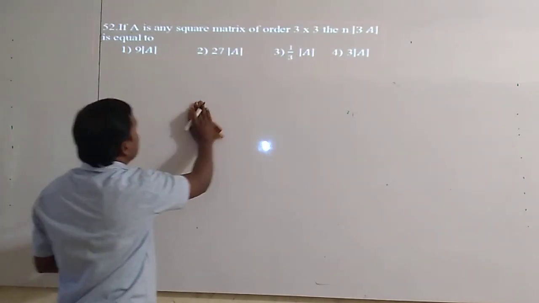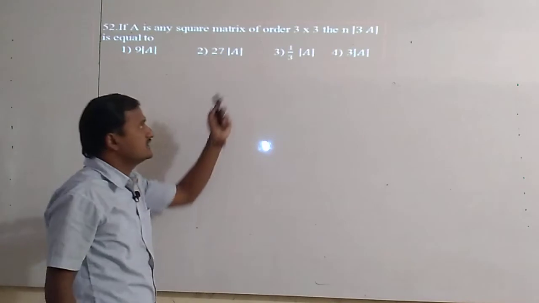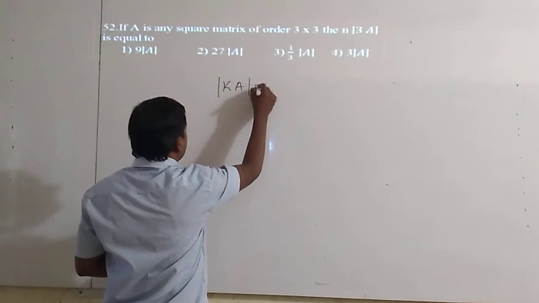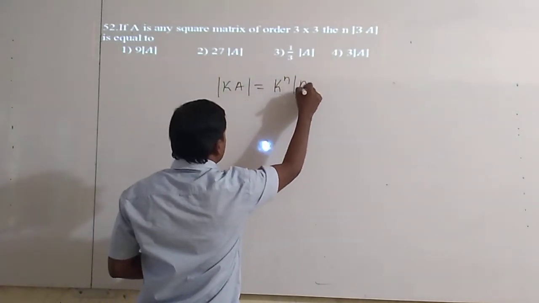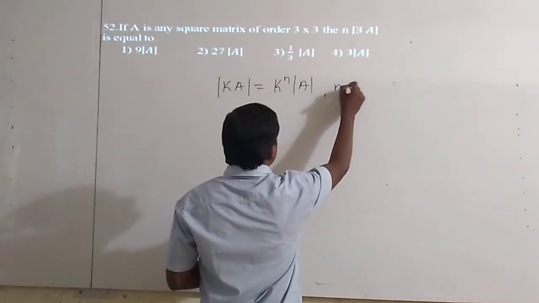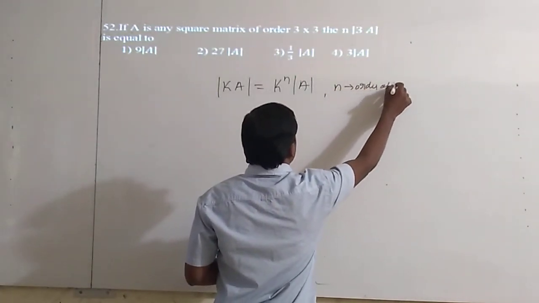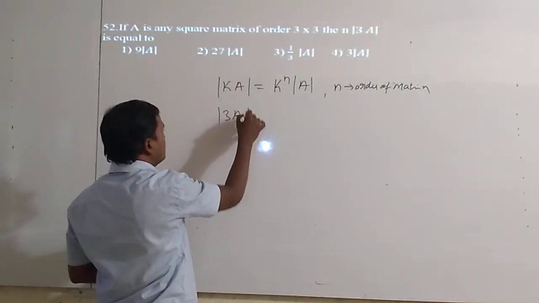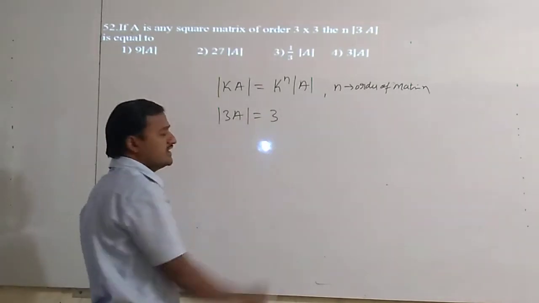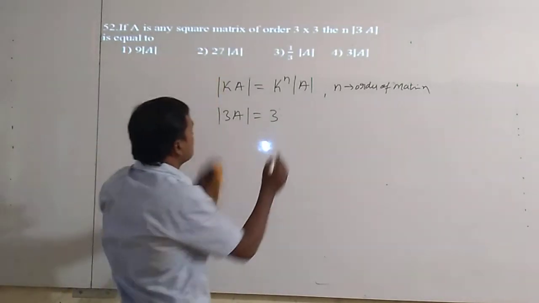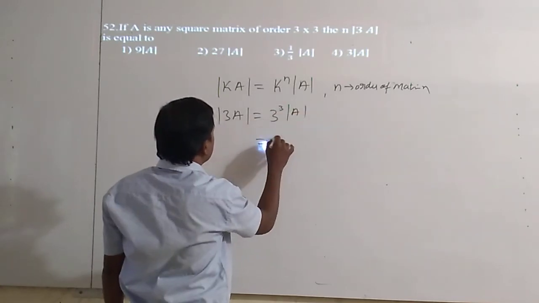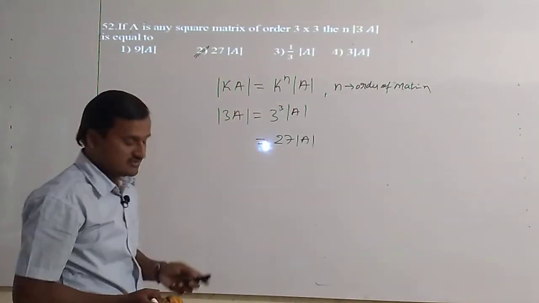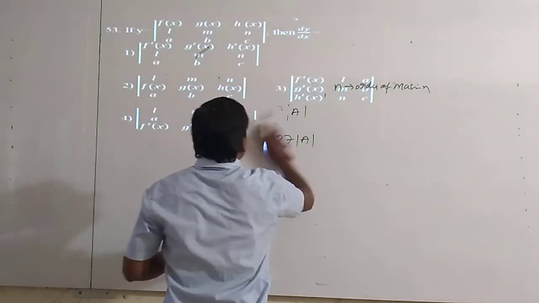If A is any square matrix of order 3 cross 3, then what is the value of determinant of 3A? Again such types of problems we have solved. Determinant of kA is equal to k to the power n into determinant of A, where n is the order of the matrix. So for this question, determinant of 3A is equal to 3 to the power n, where n is 3 cross 3, into determinant of A. Therefore your answer is 27 into determinant of A. Therefore the second option is right. Okay, go for the next question.